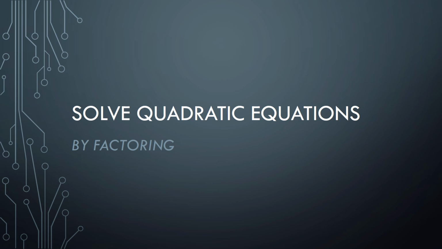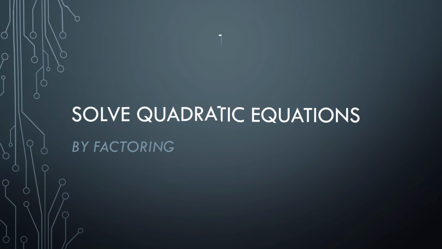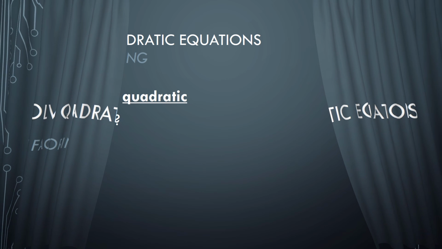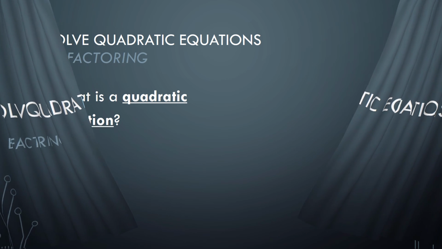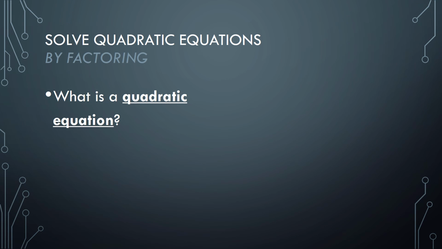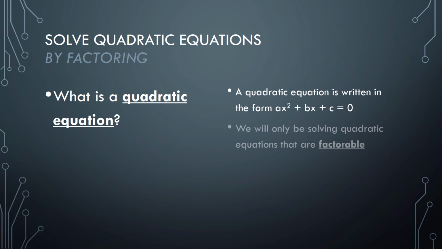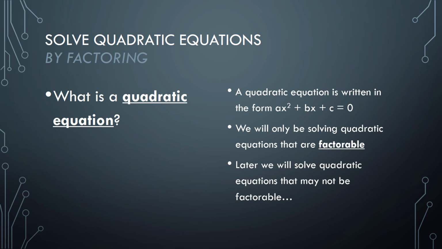Today, we are going to solve quadratic equations by factoring. A quadratic equation is written in the form ax squared plus bx plus c equals 0, where a, b, and c are numbers. We will only be solving quadratic equations that are factorable. There are definitely some quadratic equations that are not factorable, and we will solve those later.